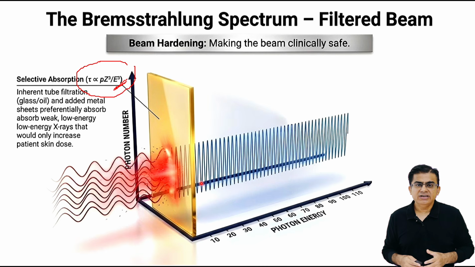See, some of this filtration happens naturally inside the machine itself. The glass envelope of the X-ray tube, the insulating oil, and the exit window provide what we call inherent filtration of the machine. We also add extra metal sheets to further clean the beam and make it perfectly safe for daily clinical use. This crucial process of removing low energy photons to increase the overall average energy of the beam is called beam hardening.